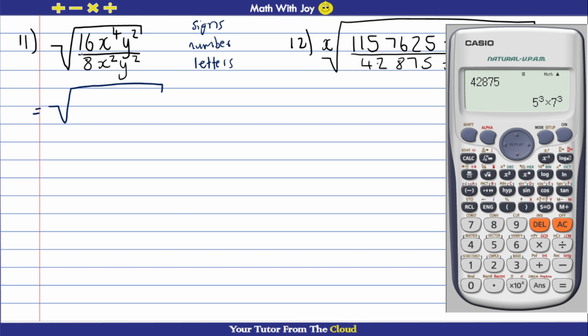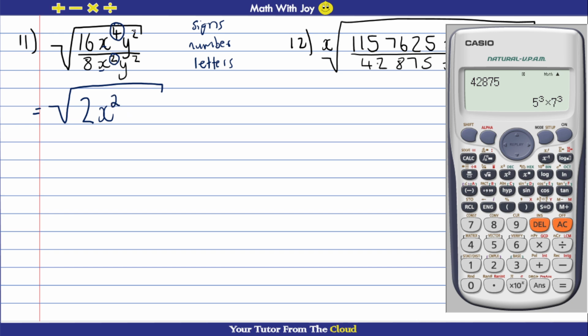A positive divided by a positive is still a positive. We're good there. But then 16 divided by 8, that is a 2. And then you've got x to the power 4 divided by x to the power of 2. You should know now that you need to subtract those exponents because the bases are the same. They divide, you subtract those exponents. So what is 4 minus 2?